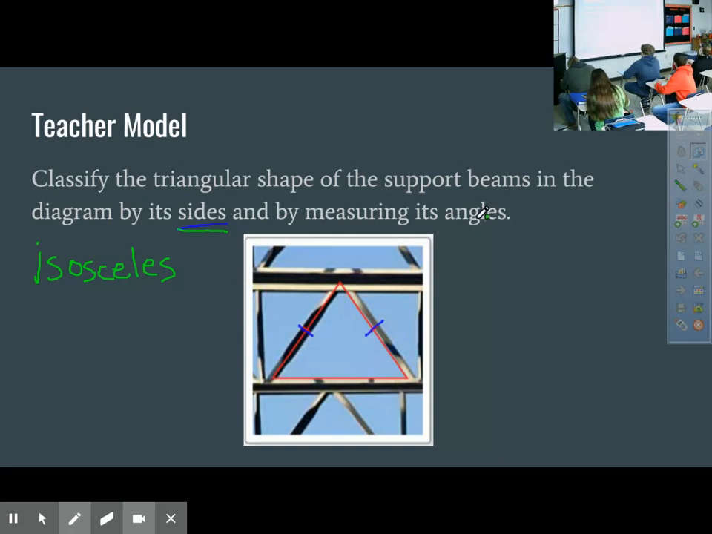And then by the angles, I would look to see if any of them are right, obtuse, or marked congruent, and none of them are marked. So I would look to see they're all less than 90, so that would be considered acute. So it's an isosceles acute triangle.